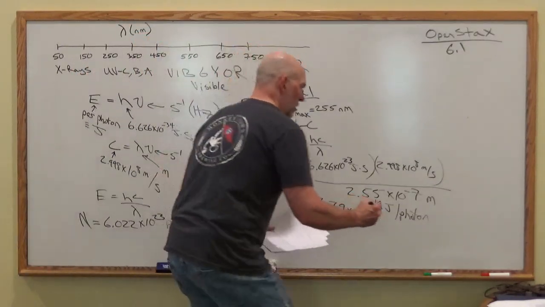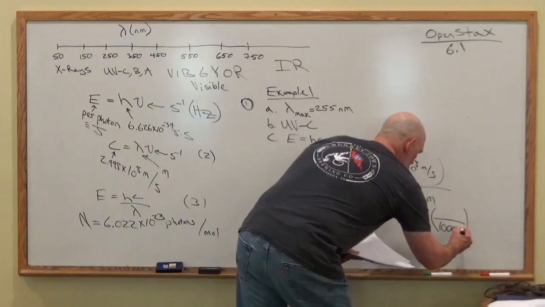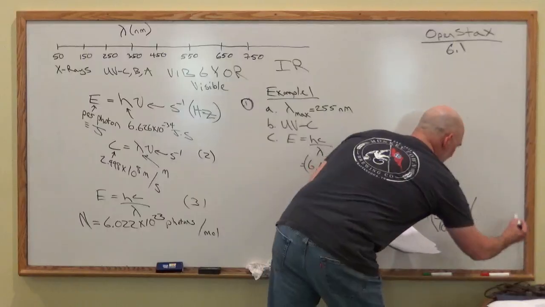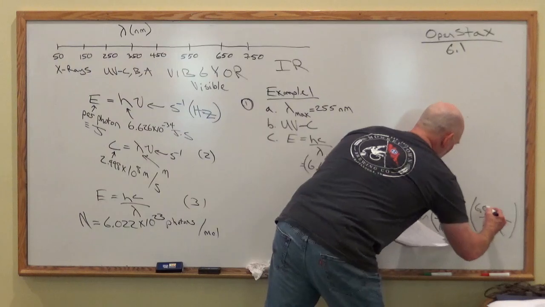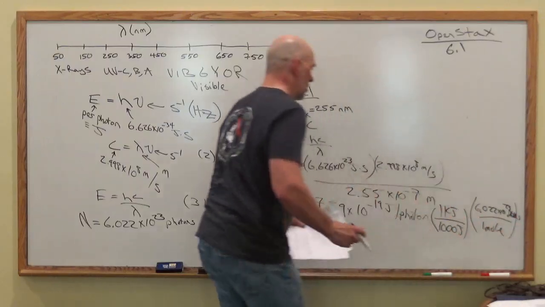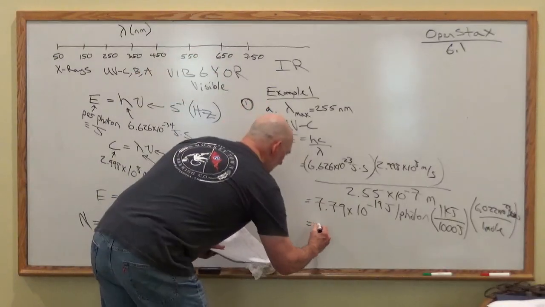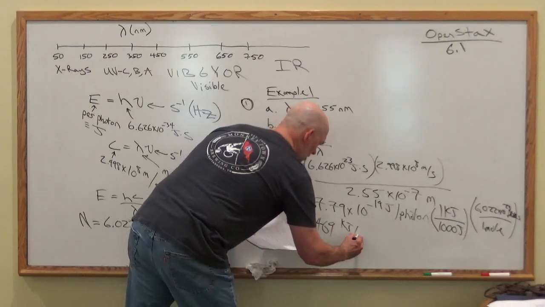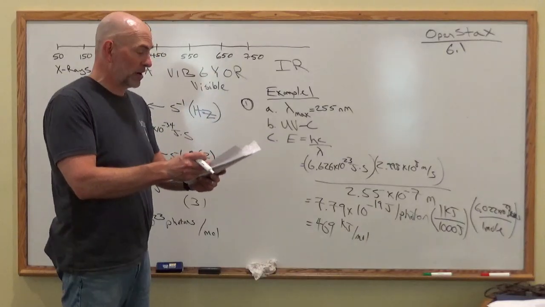Then what we're going to do is convert that to kilojoules. So 1,000 joules is 1 kilojoule. And it may be tough to read here, but a mole of photons is 6.022 times 10 to the 23rd photons. So now we have to do the formula and then a couple of unit conversions, and then you'll end up getting 469 kilojoules per mole. Okay, so we're just doing the math. Just get the math right. I'm not worried about what it means right now.